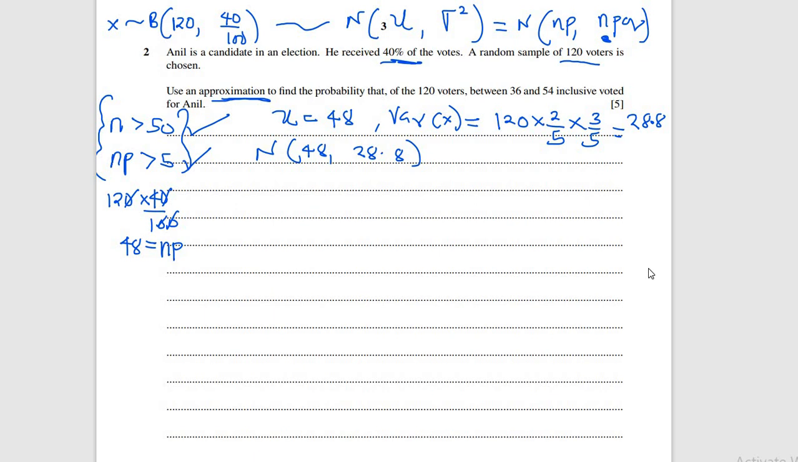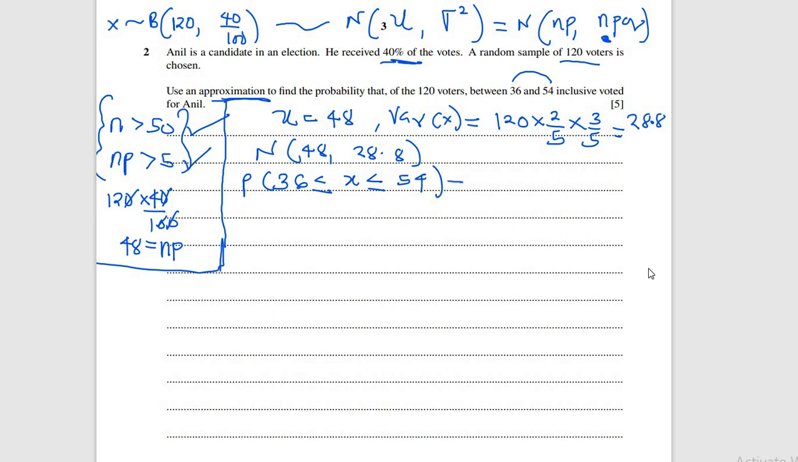Now we are looking for the probability that the 120 voters, the numbers are between 36 and 54 inclusive, which means 36 and 54 are inclusive. This is what we are looking for: the probability of 36 less than or equal to x less than or equal to 54.